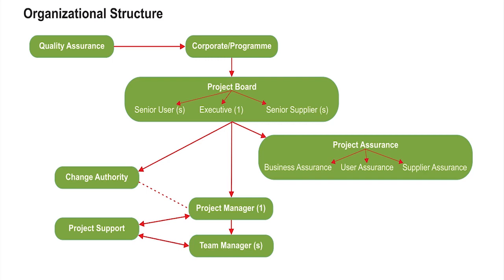There can only be one executive and one project manager in a project. The executive and senior user or user's role can be combined. Collectively, they're referred to as customer. The project manager can take on the role of team manager and project support. He or she can also act as a change authority for specific work packages. Finally, project support is not considered an optional role.